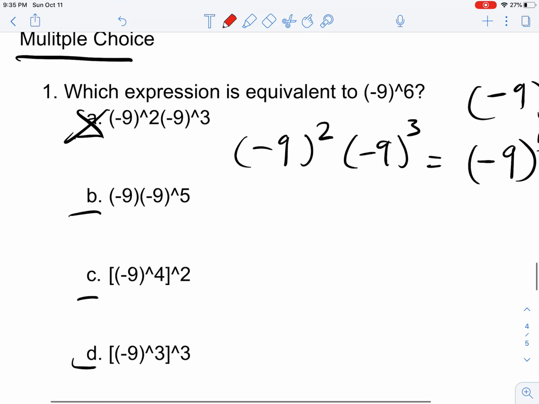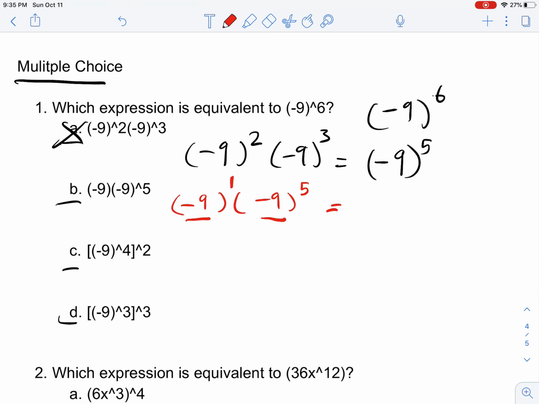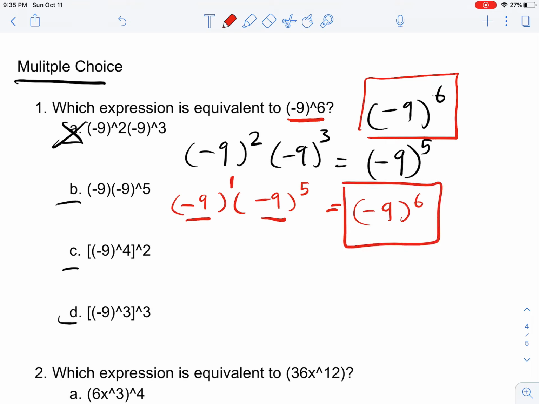If we move on, negative 9 times negative 9 to the 5th power. Now, let's see. That equals negative 9 to the power of 1 plus 5, because we're adding those two exponents together, since they have common bases and we're multiplying them. So we get negative 9 to the 6th. Is that equal to negative 9 to the 6th that the question is asking for? Yes. Since this is the same outcome, we know that B is the correct answer.